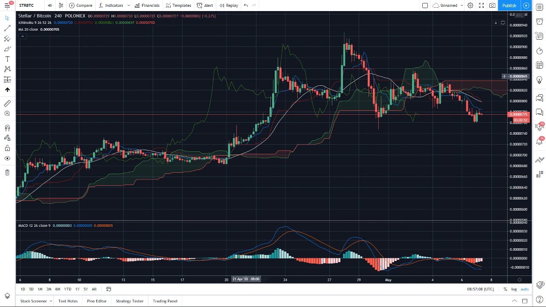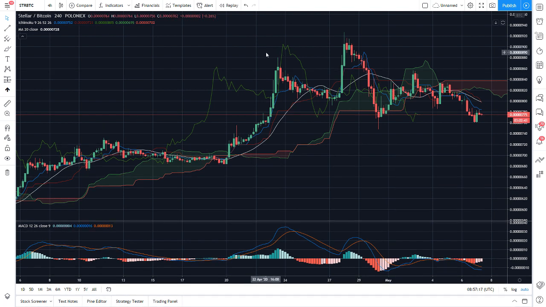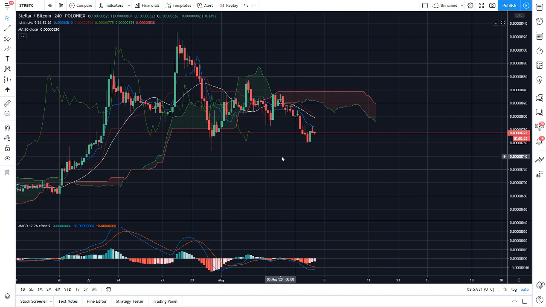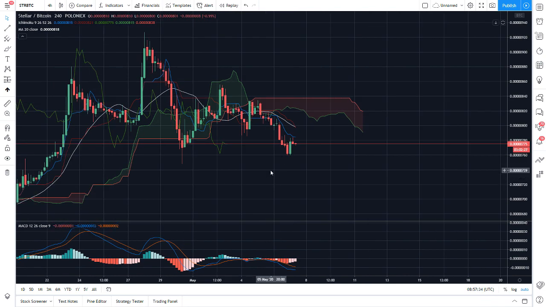In this video, I'm going to take a look at the price action of Stellar Lumens and Ripples. So, this is the 4-hour chart that is being fetched from Poloniex cryptocurrency exchange. I'm using Poloniex because it has the biggest history of Stellar Lumens price. So, this is the 4-hour chart, and as you guys know, I'm a big fan of Ichimoku Cloud, this indicator.